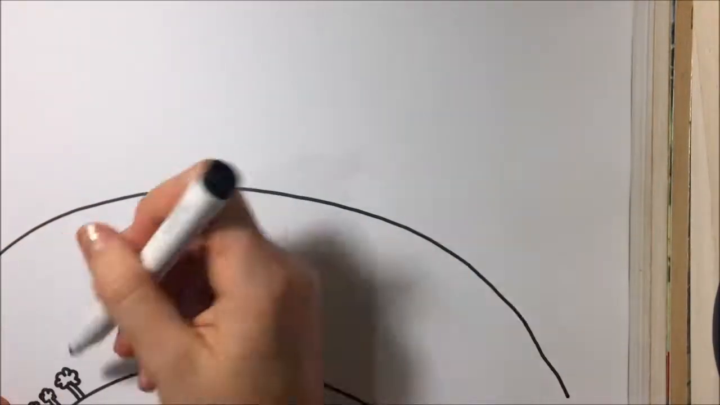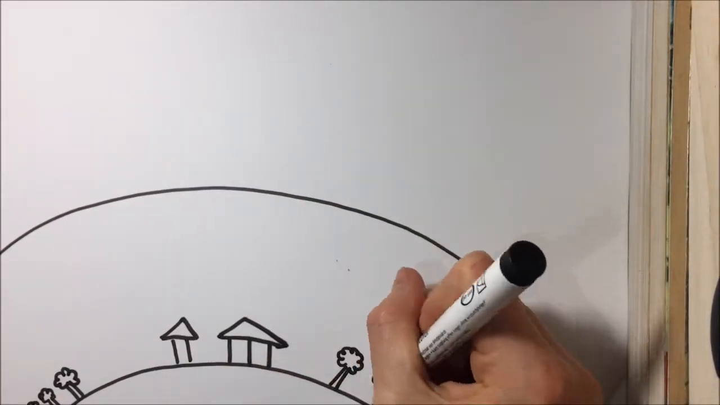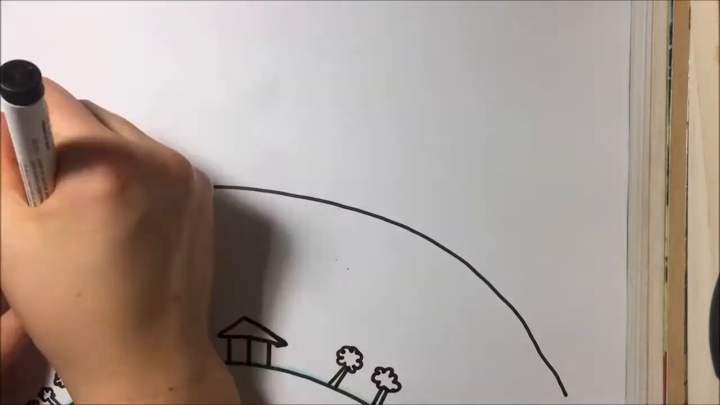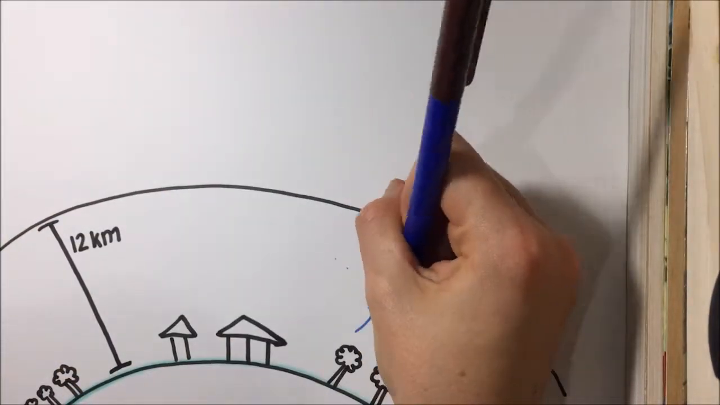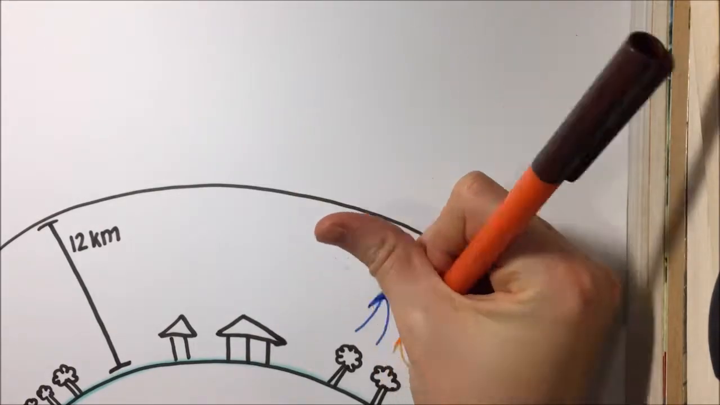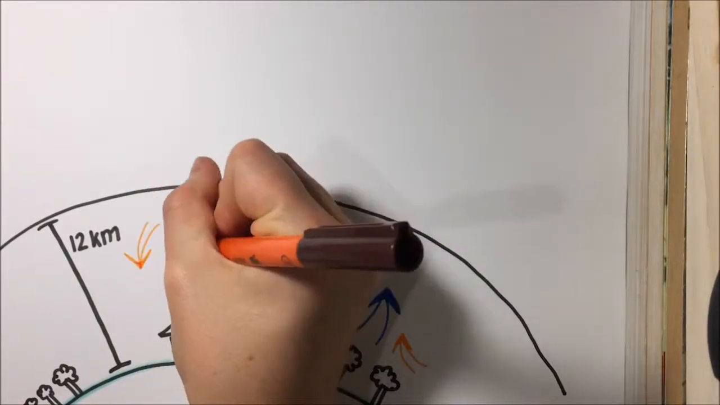The Earth's weather systems are formed mainly in the troposphere, which extends approximately 12 kilometers from ground level. Weather events that occur in this area are controlled by changes in air pressure.